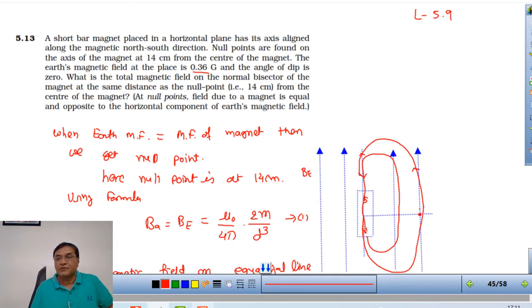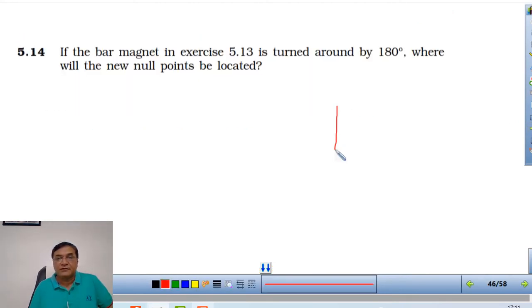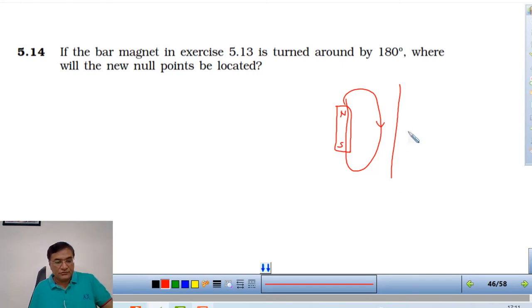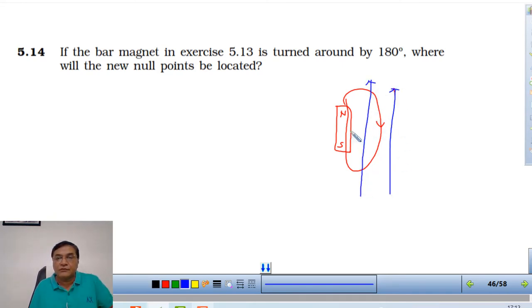So what will happen now? So this is my magnet. This is your south. This is your north. So the magnetic field lines are like this. And the earth's magnetic field is in the upper direction. I drew a few lines. So now we get the null point on the equatorial line because both are opposite. So I have to use the formula of the equatorial line.